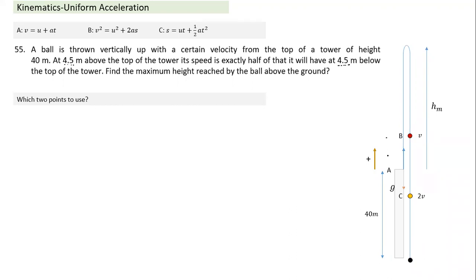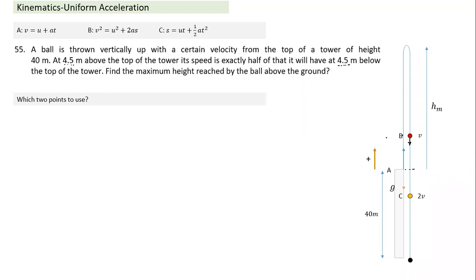What is this height from here to here? I'm writing this is 4.5 meters, and this also is 4.5 meters. And what else is given? Whether I take the upward direction or the downward direction, the speed is v only. If I have taken the downward direction, it is magnitude only. So if this velocity is v, then at a point which is 4.5 meters below the point of projection, the velocity is twice of that. This is what is given here.